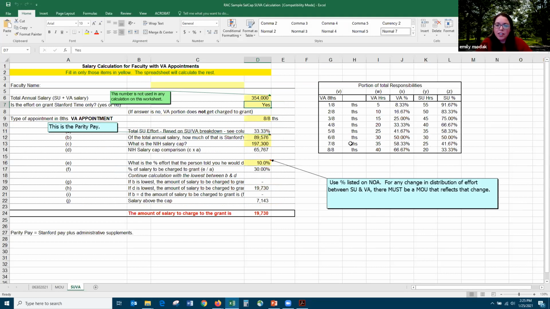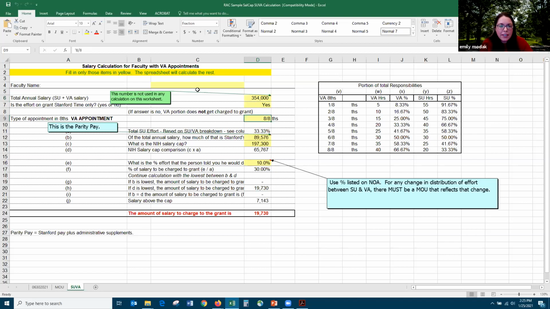So here's the same chart we just talked about, where the 8/8 equals 2/3 time at the VA, 1/3 time at Stanford. You can put in their whole pay, but that calculation is not used anywhere because it's not proportional. It doesn't mean that 2/3 of their pay is at the VA and 1/3 is at Stanford. It doesn't mean that at all, just their time. And the split could be completely different.